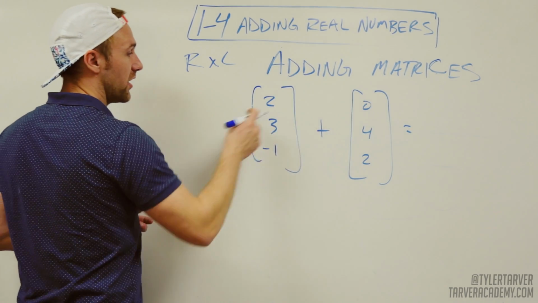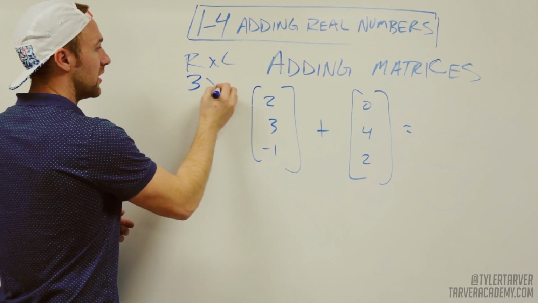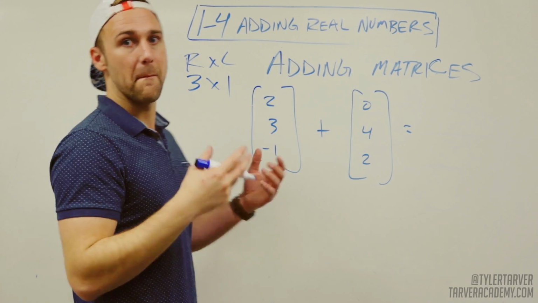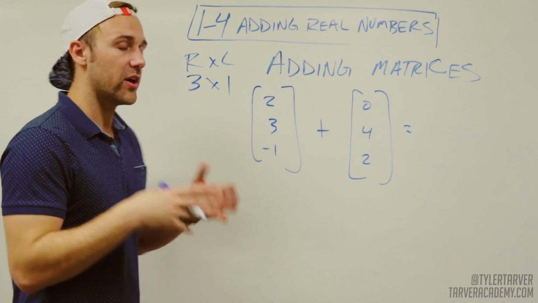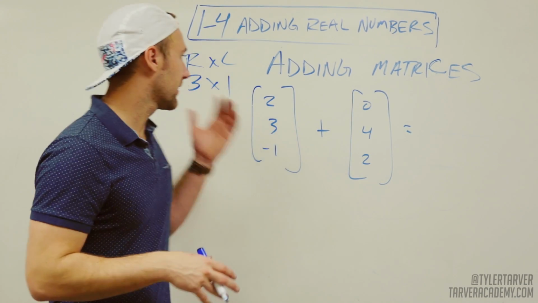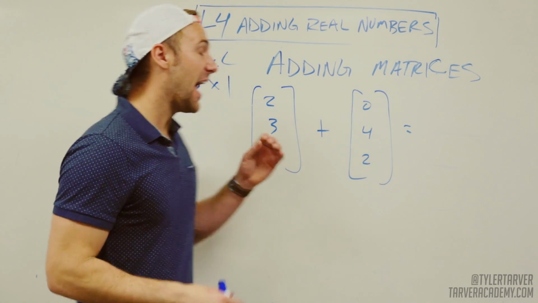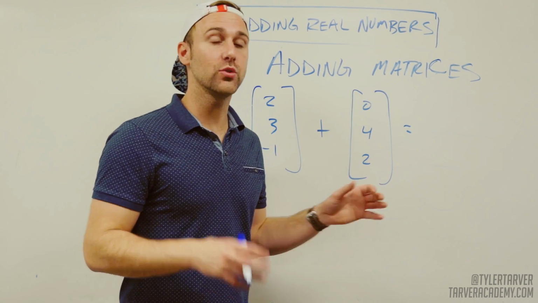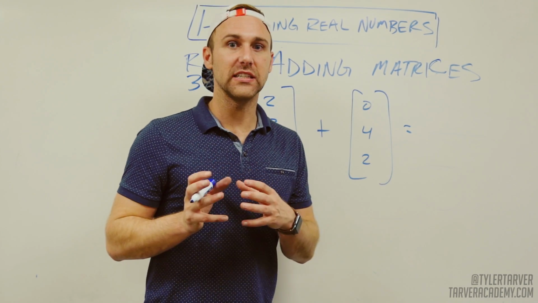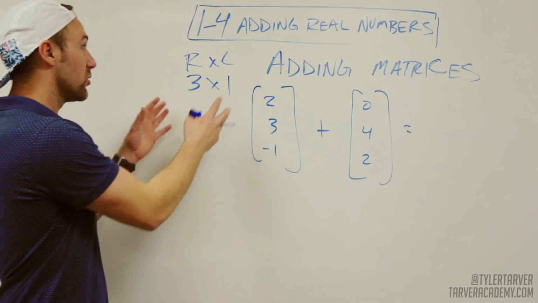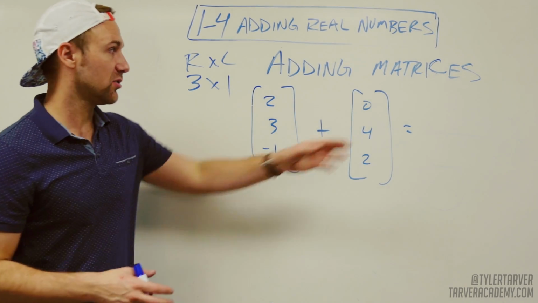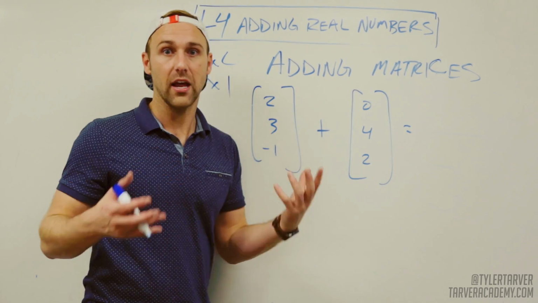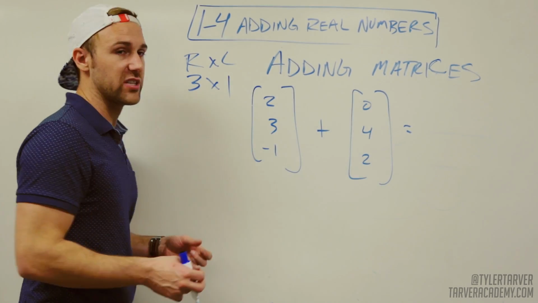So let's see, we've got 1, 2, 3 rows times our amount of columns, which is just one column. So this is a 3x1 matrix. Now, in order to add or subtract this matrix, I have to have another 3x1 matrix. You cannot add or subtract matrices that have different rows and columns matchups. If there was another column here, I couldn't do this because you just can't do it.